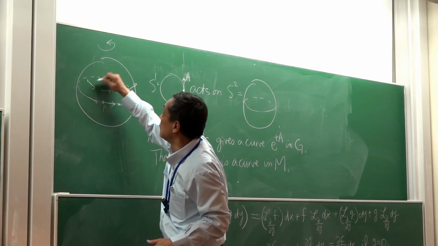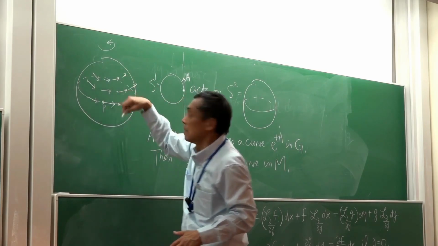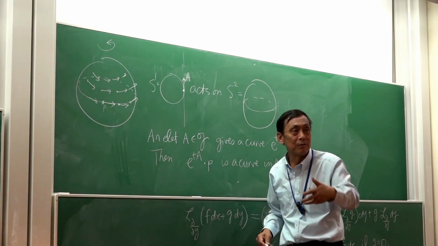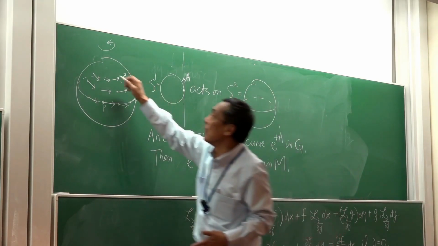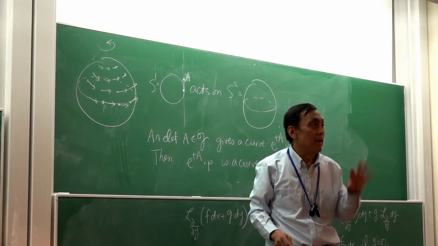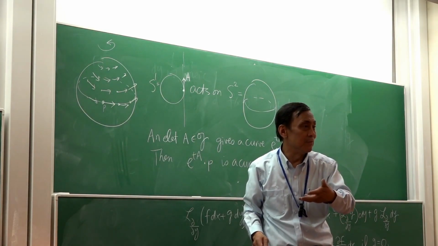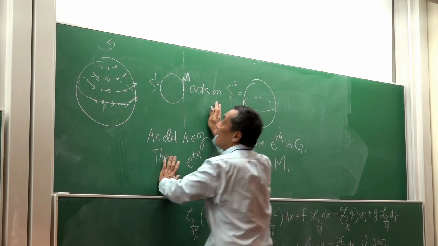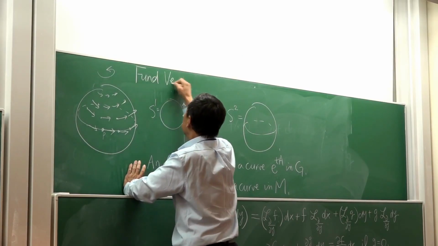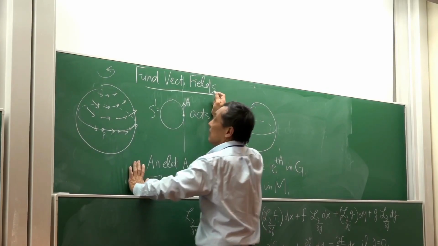And so you get a vector field. And the vector field will look like this, because the orbits of a point are horizontal circles. So this is called a fundamental vector field. Every element of the Lie algebra will give you a fundamental vector field. So I'm going to now define a fundamental vector field of an action.